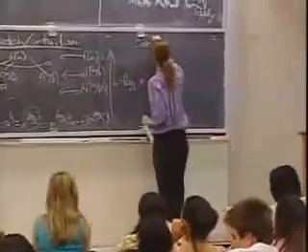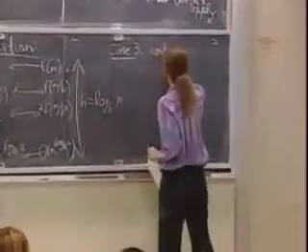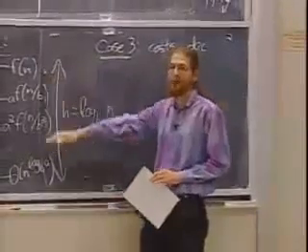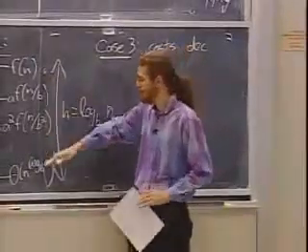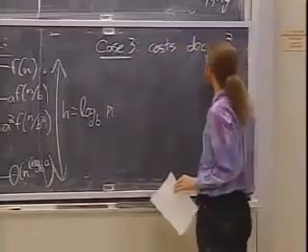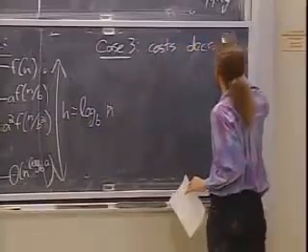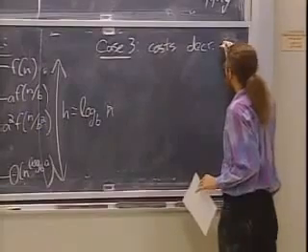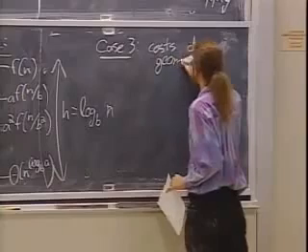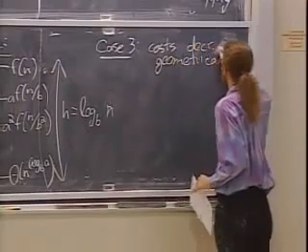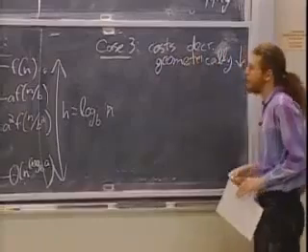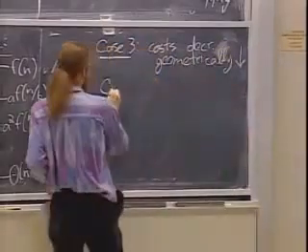So case 3, the costs decrease. Now, this is a place I would argue where the dot, dot, dot is pretty obvious. Right here, this is damn simple. It's a to the k times f of n over b to the k. And in case 3, we assume that the costs decrease geometrically as we go down the tree. Okay, that was sort of backwards to start with case 3.